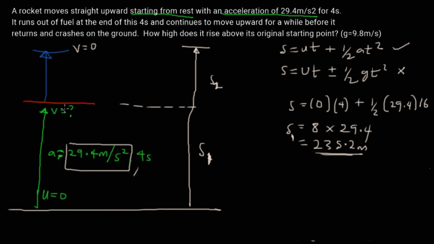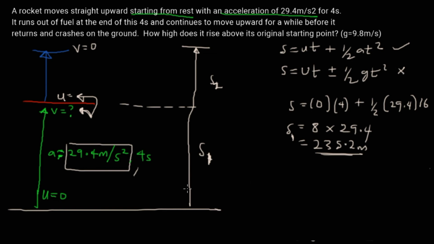And also, we should know that the final velocity when it runs out of fuel will become its initial velocity at this point. So we need to find the final velocity at this point, because that is what will become the initial velocity at this point. All right, let's find the final velocity for the first instance.